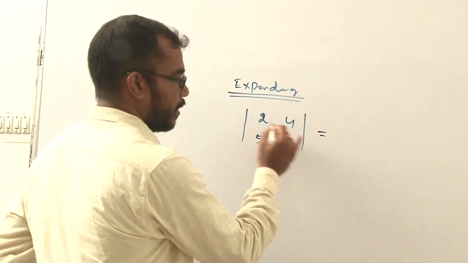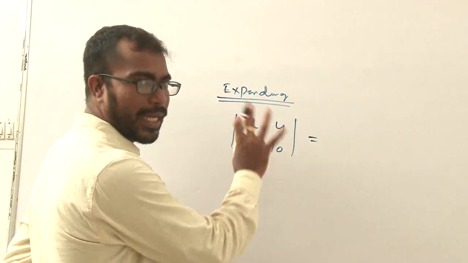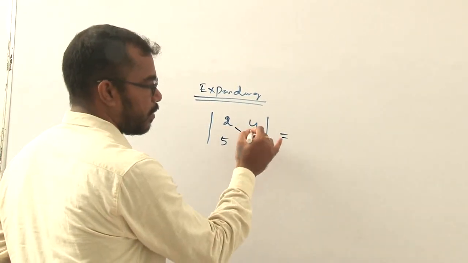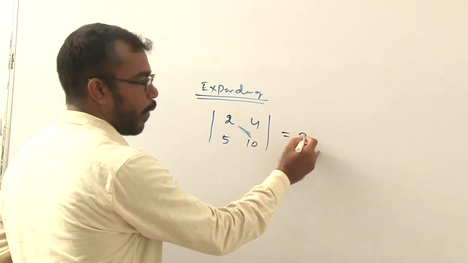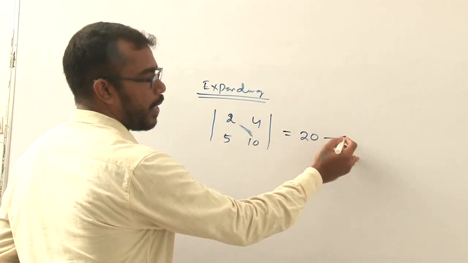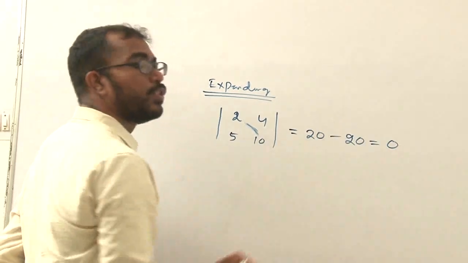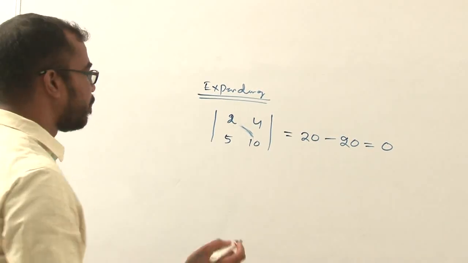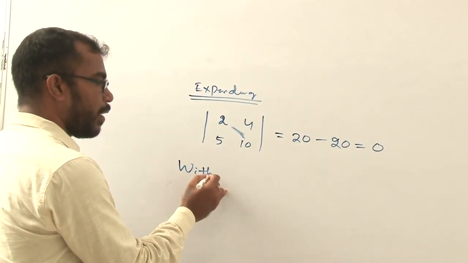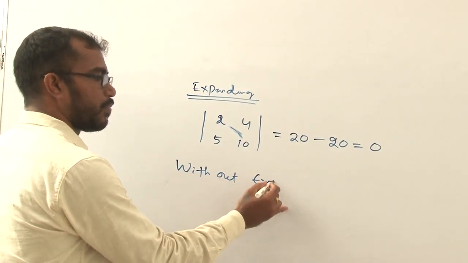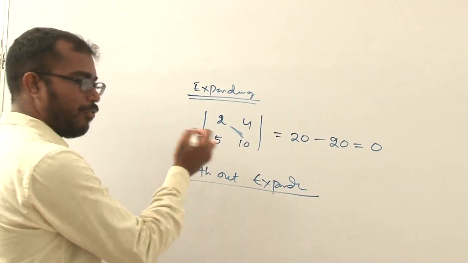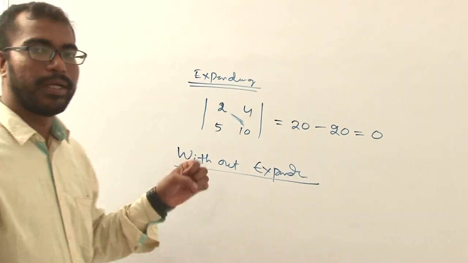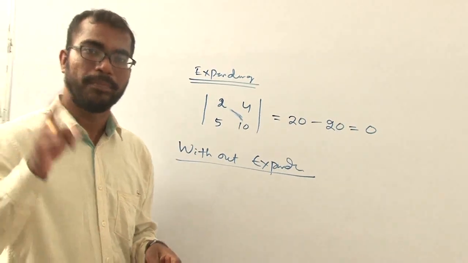If we expand, as you know, in a second order determinant, that is 2 into 10, that is 20, minus 4 into 5, that is also 20, and that is equal to 0. So that is the procedure in expanding. But what do you mean by without expanding? If we solve this problem without expanding, we have to apply these properties.